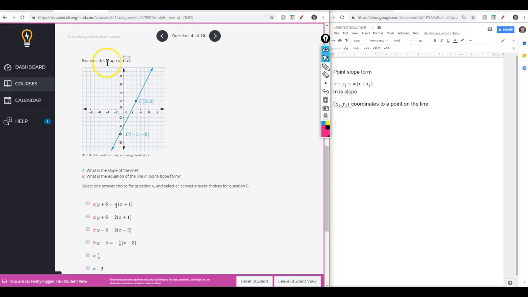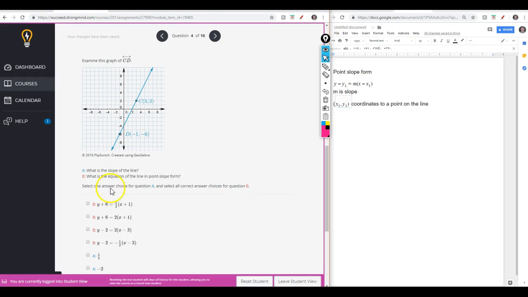Alright, question 4. Examine this graph of line CD. What is the slope of the line? What is the equation of the line in slope form? Select one answer for choice A and select all correct answer choices for question B.